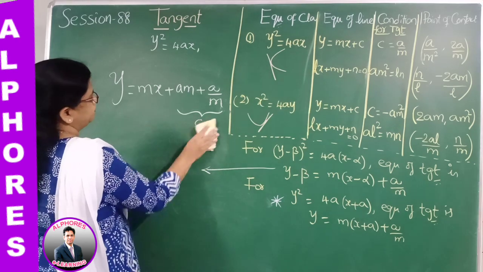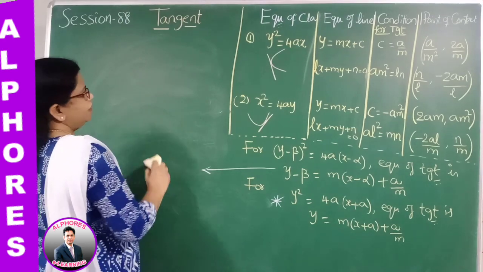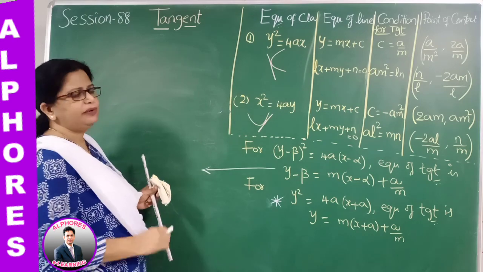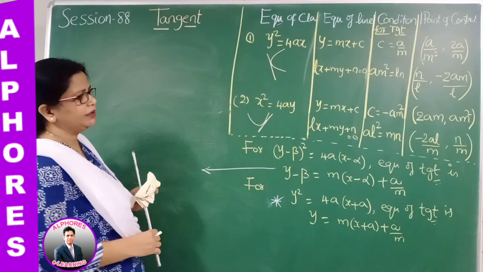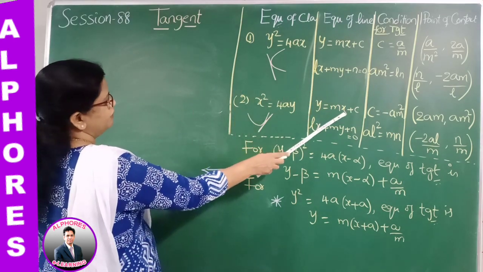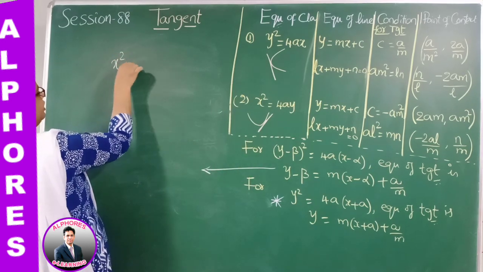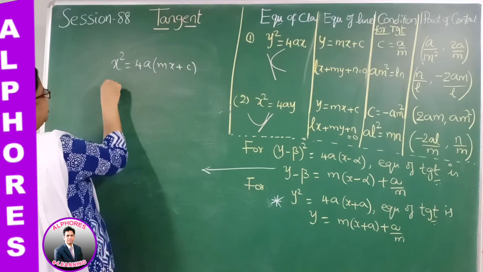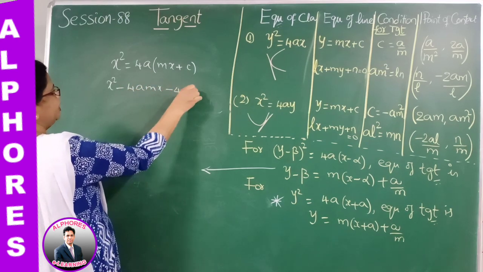Next, for a parabola x² = 4ay. Every time they may not ask this one, but sometimes they may ask about x² = 4ay also. If y = mx + c is tangent to this, what is our condition? Simply substitute mx + c here, and you obtain a quadratic: x² = 4a(mx + c), that implies x² − 4amx − 4ac = 0.